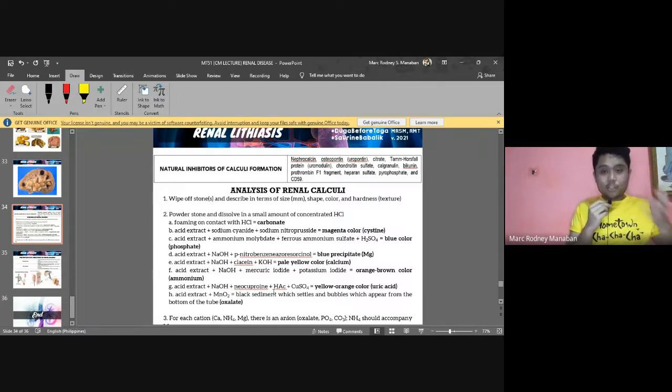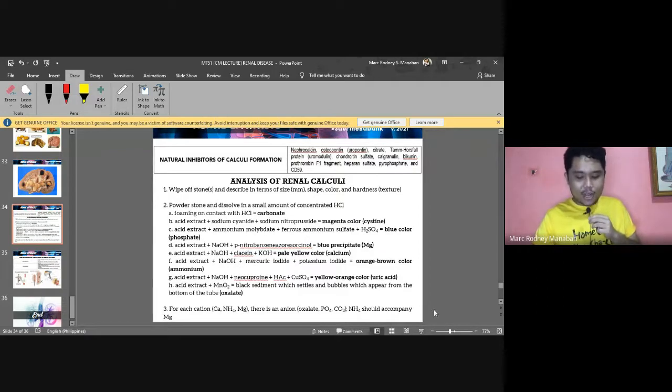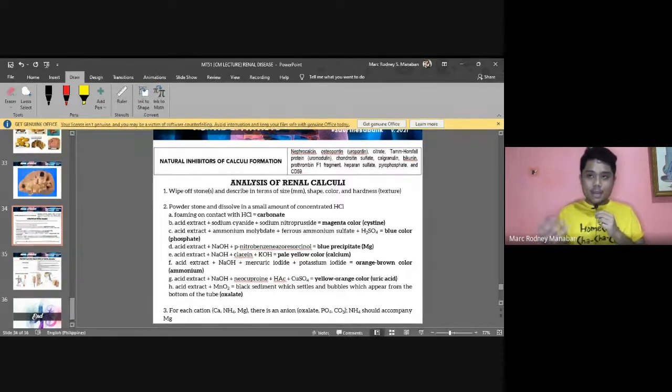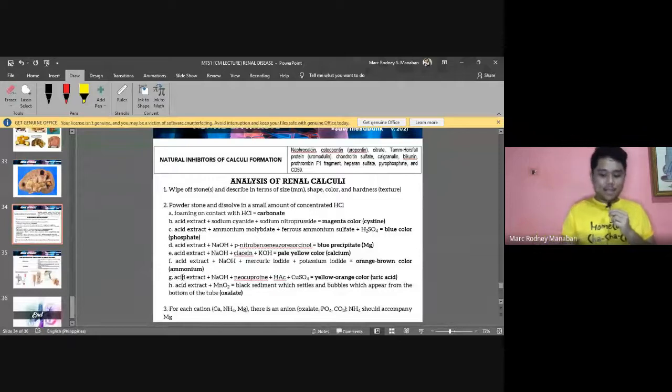So take note of the reagents and the colors produced, and which composition possibly produced that color. And for each cation, there is an anion involved. Ammonium should accompany magnesium. So if magnesium is positive in your test, it's possible that ammonium accompanies it, because ammonium should accompany magnesium. And for each cation such as calcium, there's an anion partner, of course: oxalate, phosphate, or carbonate. Okay, I'm not really sure about the entire procedure, dears.